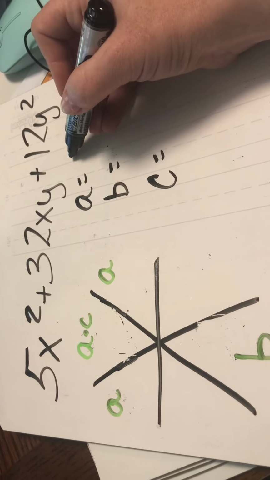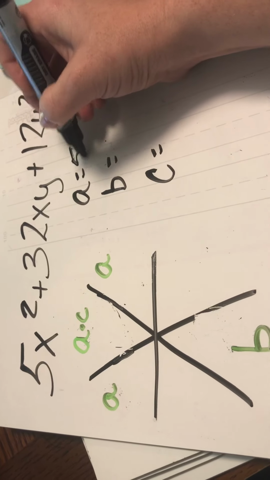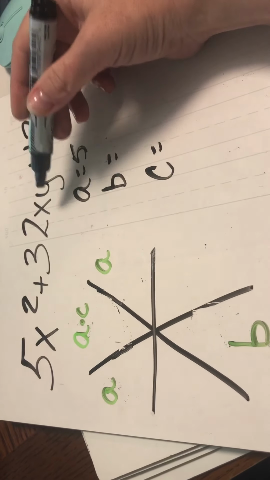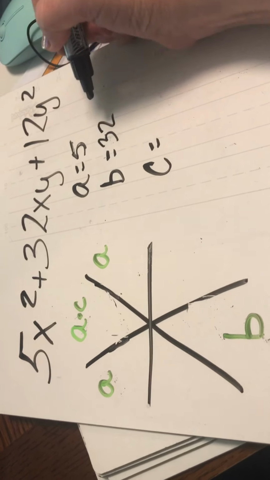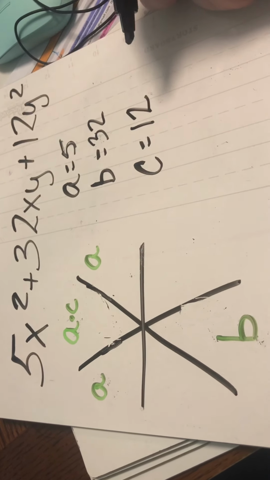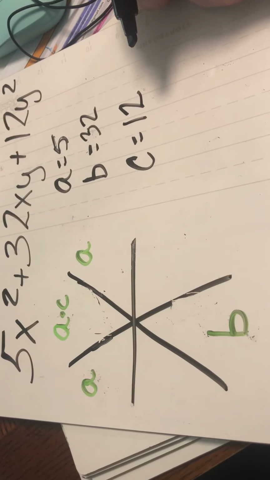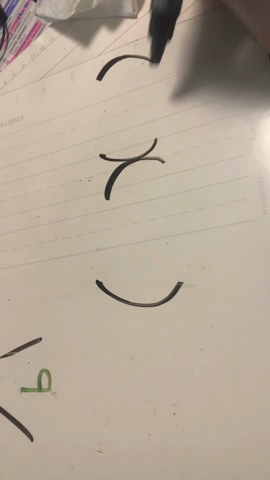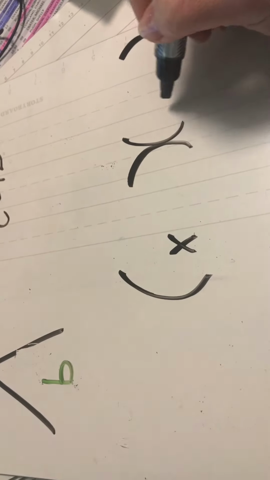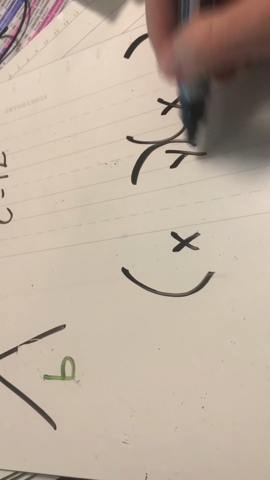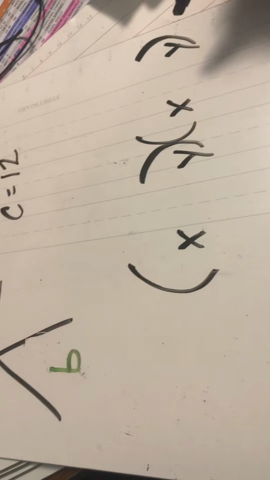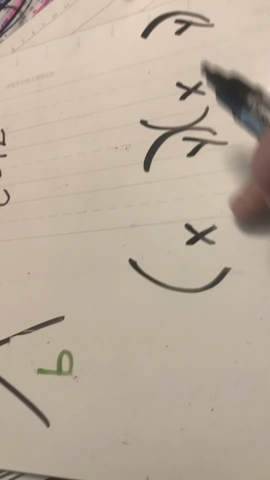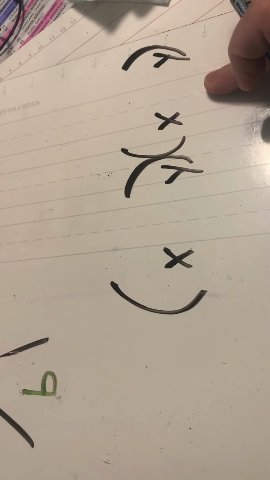So my A is 5. It's the number in front of the first term. Then I've got 32 for my B and 12 for my C. Now the only difference having two variables changes is when I have my parentheses. In order to get an x squared, I know I have to have an x and an x. And to get a y squared at the end, I know I have to have a y and a y. So the only difference is that I'm going to have a variable on both of my factors on the front and the back.